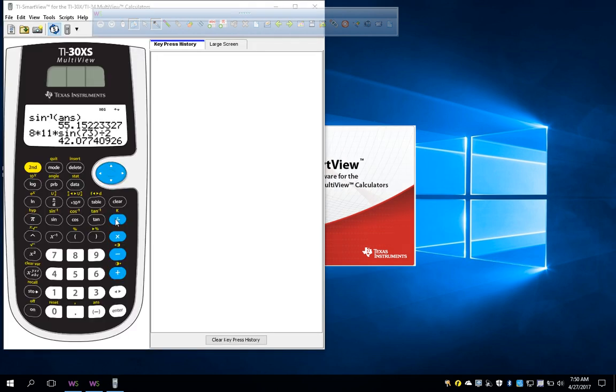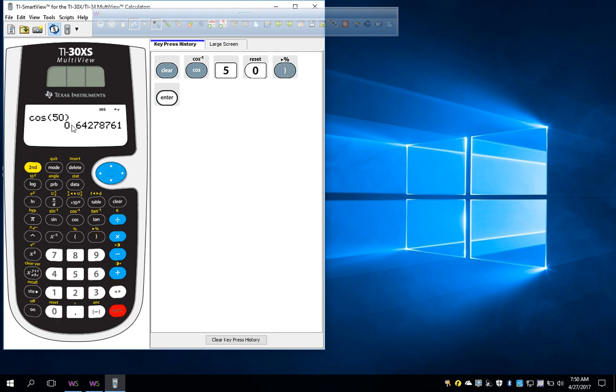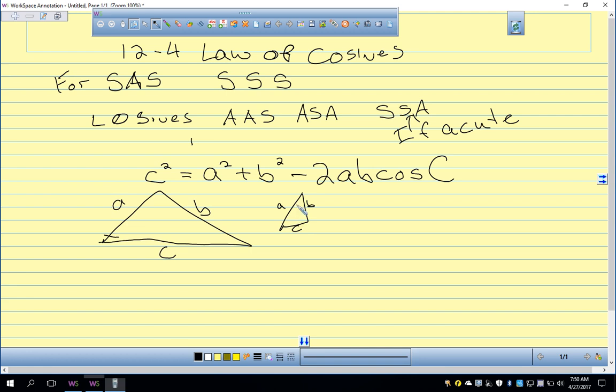Okay, you'll learn about this more when you take trigonometry in a year or two. But if I were to take the cosine of, say, 50 degrees, anything between 0 and 90, it's always going to be a number between 0 and 1, right? So if I look at this triangle, if this angle is less than 90, this quantity is going to be subtracting something, so c squared is going to be less than a squared plus b squared, right?